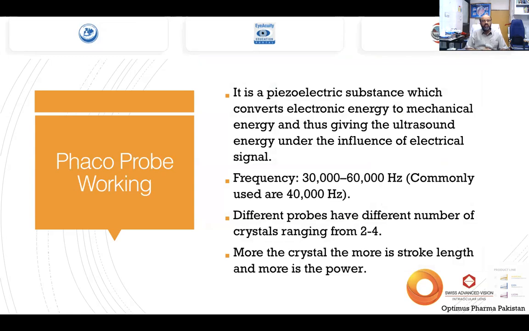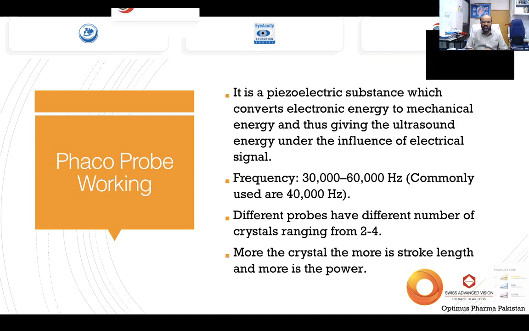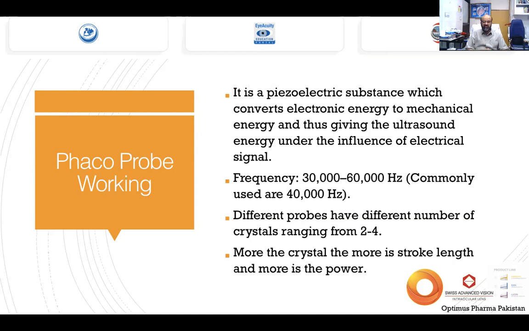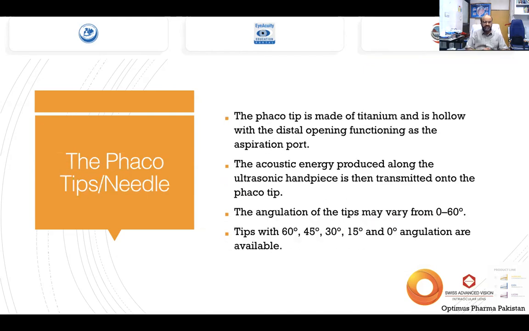How does this phaco probe work? There is a piezoelectric crystal which vibrates under electrical stimulation through the console, of course, controlled by the foot pedal, which we will discuss later. The frequency varies from 30,000 to 60,000 hertz, generally 40,000 hertz. Different probes have different numbers of crystals, ranging from 2 to 4. The more crystals, the better the stroke length, and the better the output.